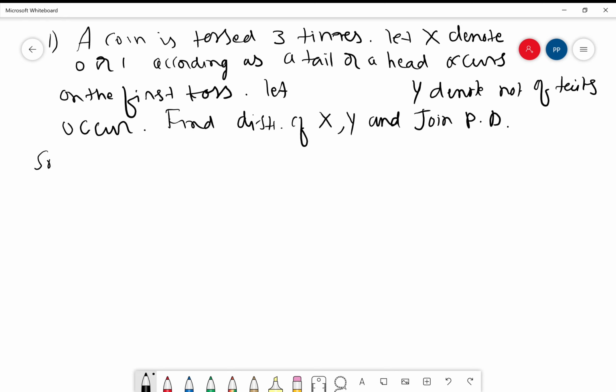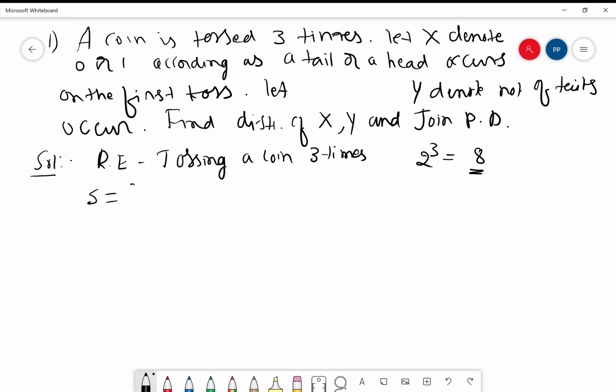Now, first we start with the random experiment. What is the random experiment here? The random experiment is tossing a coin 3 times. The total possible outcomes are 8, which is 2 cubed. 2 is the number of outcomes in a single toss, heads or tails, and it is repeated 3 times. So 2 cubed equals 8 possible outcomes. Therefore, what is the sample space?